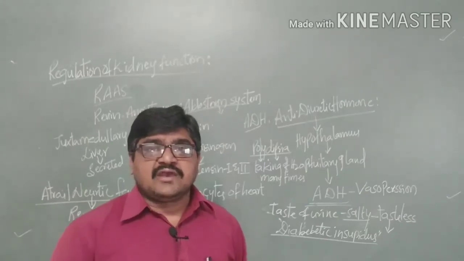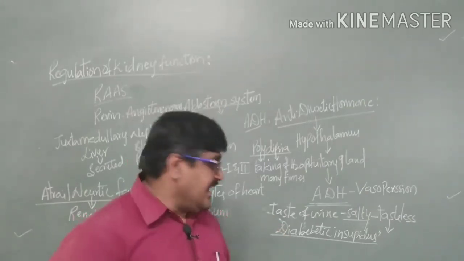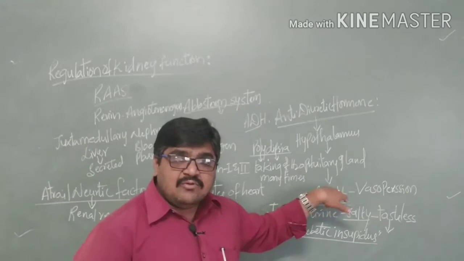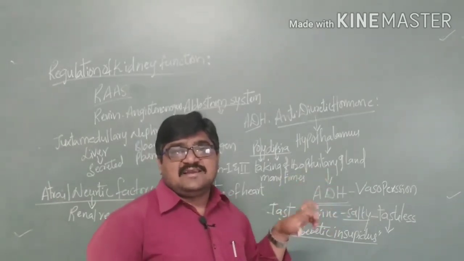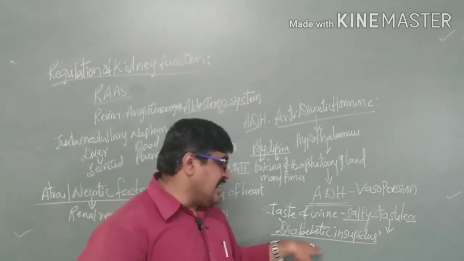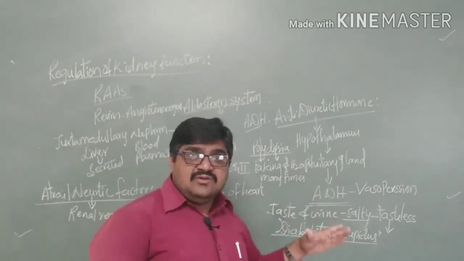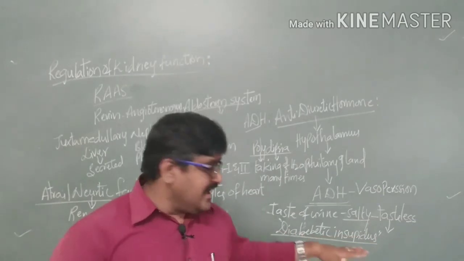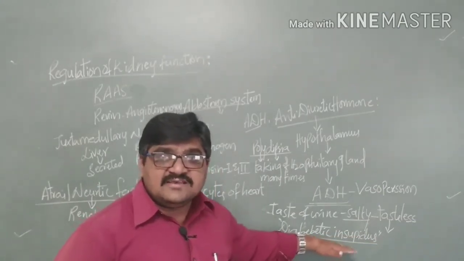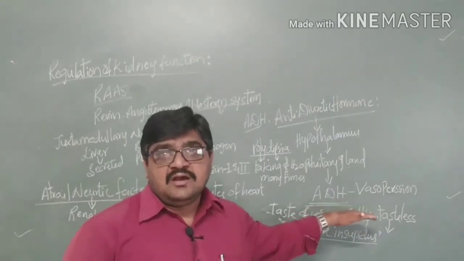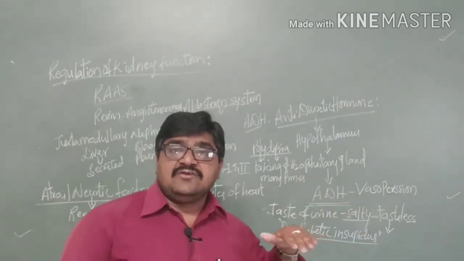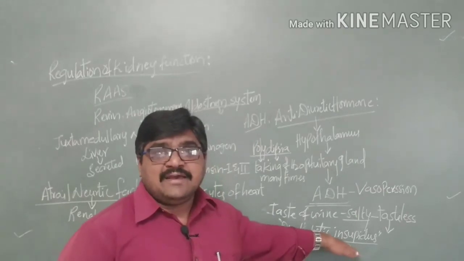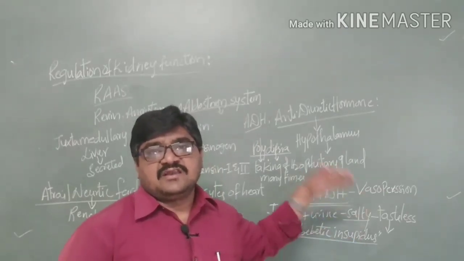So we have diabetes mellitus and diabetes insipidus. Diabetes insipidus is mainly due to the lack of ADH hormone, where the urine becomes tasteless. Diabetes mellitus differs from diabetes insipidus, because insipidus is caused by the ADH hormone, and mellitus is caused by the insulin hormone. ADH is related to the kidneys, and insulin is secreted by the pancreas.